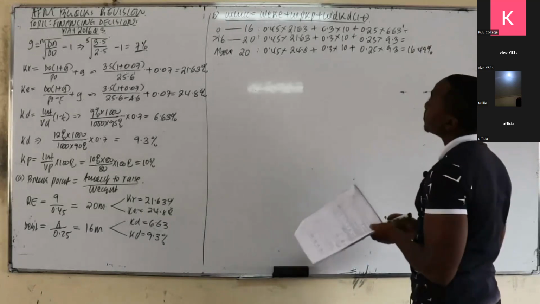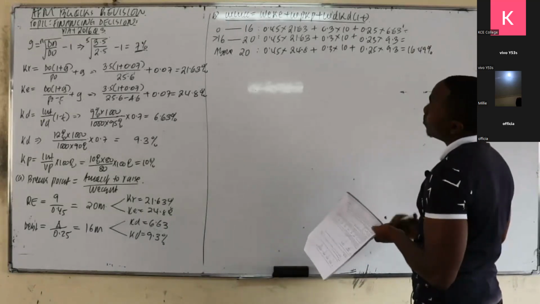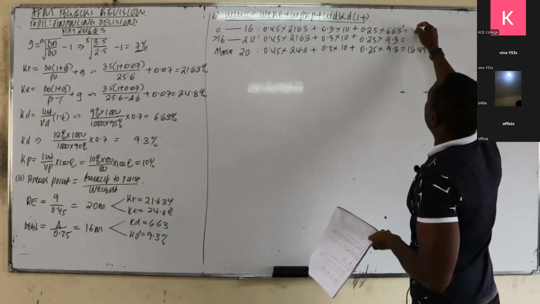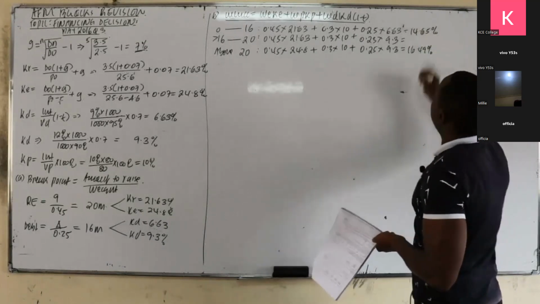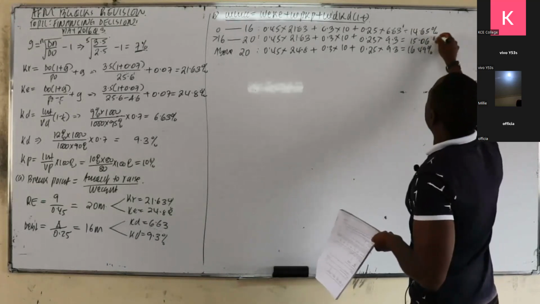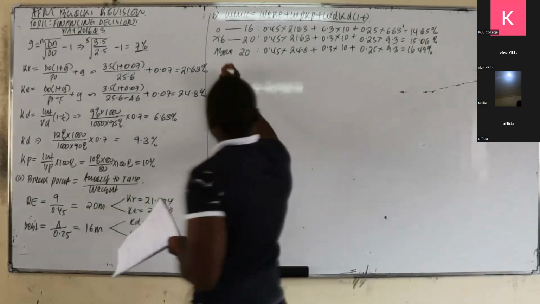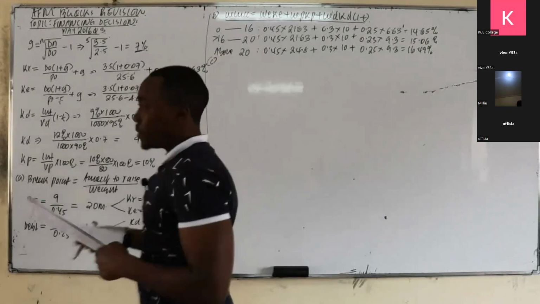16.49%. 0.65. 15.06. Good. Number C. Number C.